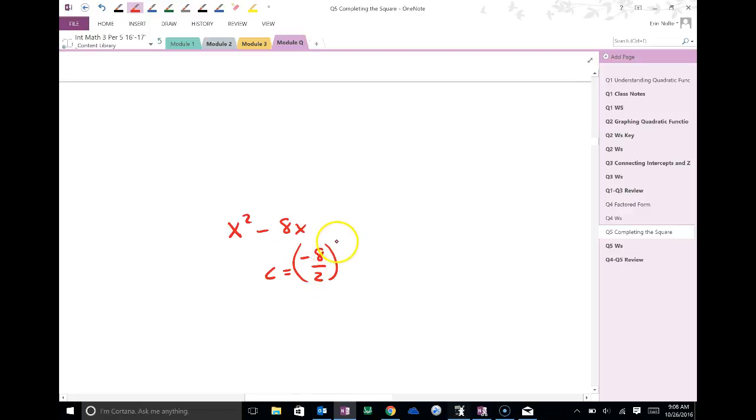Okay, so everybody thinking -4? Because -8 divided by 2 is -4. And then all we're going to do is just square that. So what's -4 squared? 16. Okay, so do you see how this perfect squared number is 16?